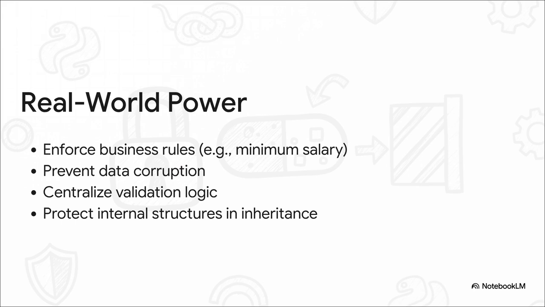You can enforce business rules like, hey, an employee's salary can never be set below the company minimum. You prevent that nasty data corruption we saw earlier. You put all your validation logic in one single centralized place. And you protect your class so that other parts of the code, especially subclasses, can't accidentally break its internal state. Your code becomes tough, reliable, and robust.